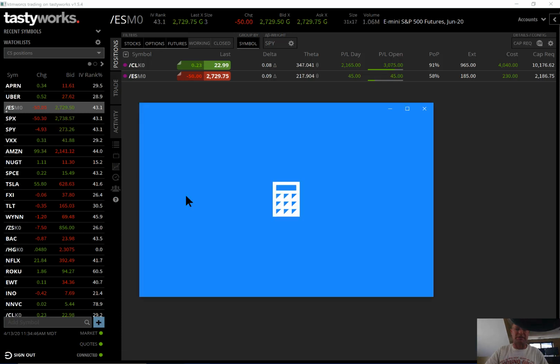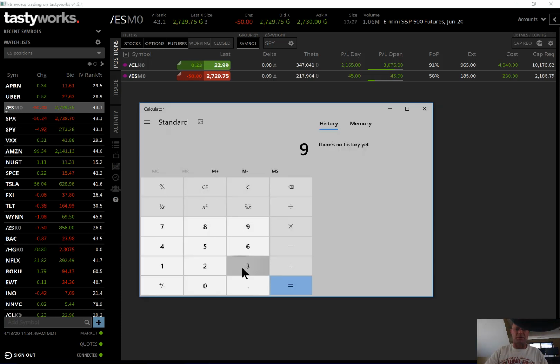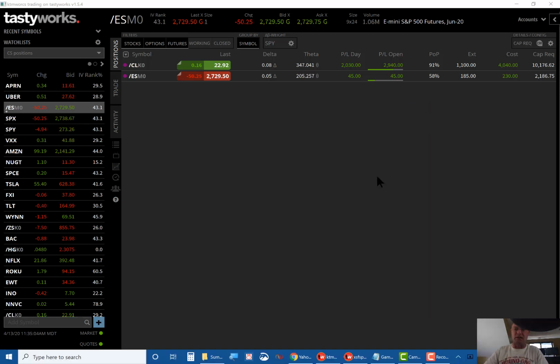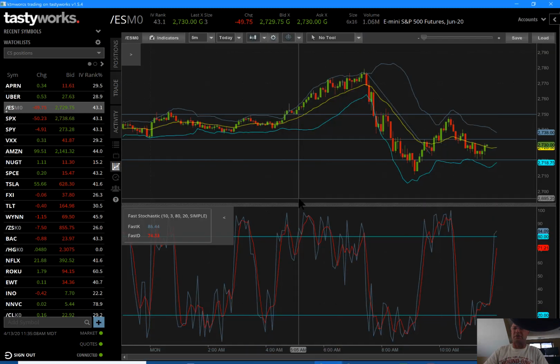Just want to see an idea of what this return could be. 93 plus 83, that's obviously $176 divided by our $2,200 investment. That's an 8% return potential. Still not done with the day yet, obviously, but 8% potential on the day. That could end up being a very, very nice trade.